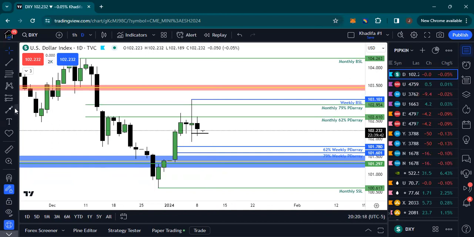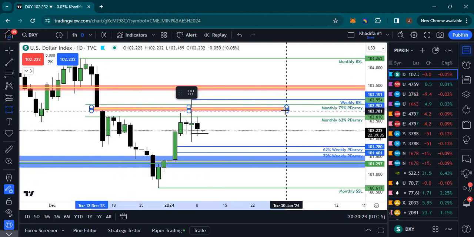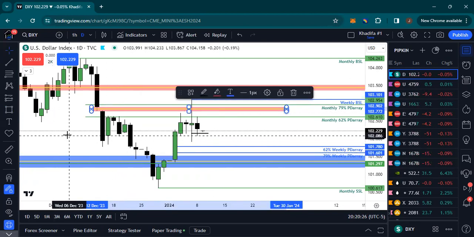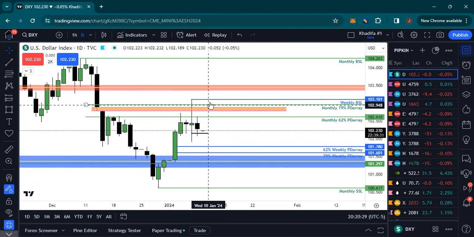This is the daily volume imbalance right there, right? I wanted to see price, the dollar, delivered efficiently through those levels, and run that weekly buy side liquidity and then go lower.